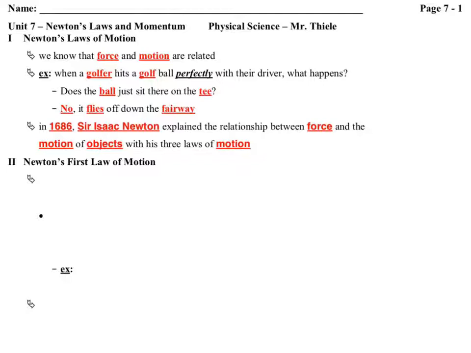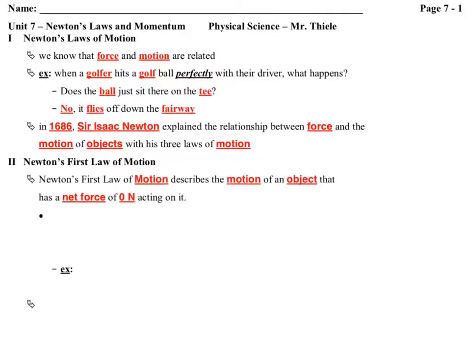So next we could say, Newton's first law of motion describes the motion of objects that have what kind of net force? And the answer is objects that have a net force of 0 newtons. In other words, objects that have balanced forces. So we're talking about objects that are either sitting still or they're moving in a constant way with a constant velocity. So they're moving with speed not changing nor direction changing.